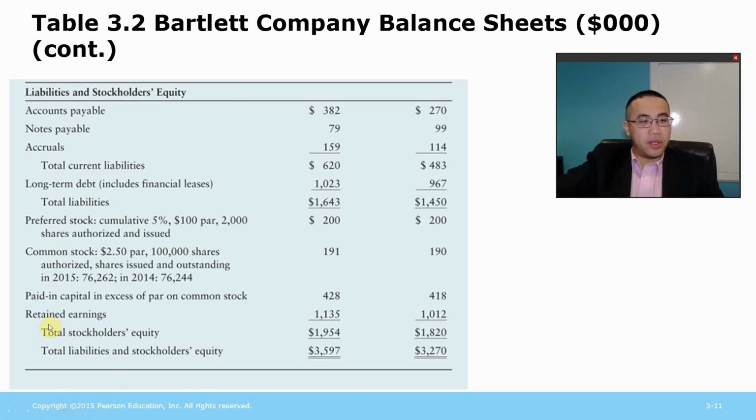And then you have retained earnings. As I said earlier, this comes from years and years of savings of the company's net income after dividends. So after you get the total equity, you have total liabilities and equity, which happens to be your total assets.